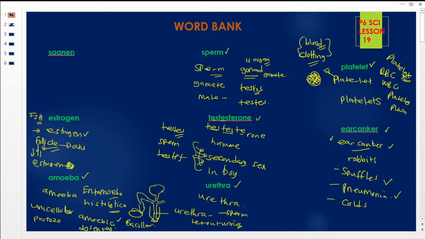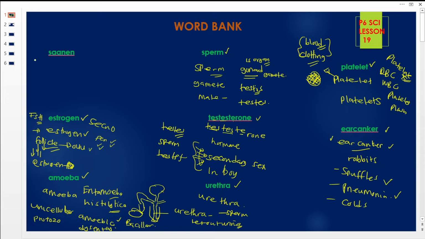Endometrium, that is the uterus lining. The word becomes estrogen, and this estrogen is also responsible for bringing the secondary sex characteristics in females: the breasts, hips, the face becoming more attractive, the voice becoming smooth, and so on.